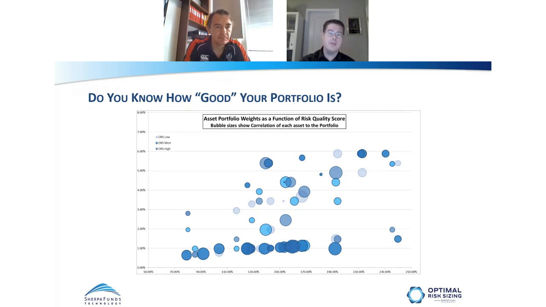This is a quick way to pinpoint exactly which assets are your highest risk quality assets, your assets that have the highest co-movement, and the assets that have low co-movement. This is a way to pinpoint that at the asset level, as well as understanding at a compositional level that you're taking the amount of risk or the type of risk you want to take.